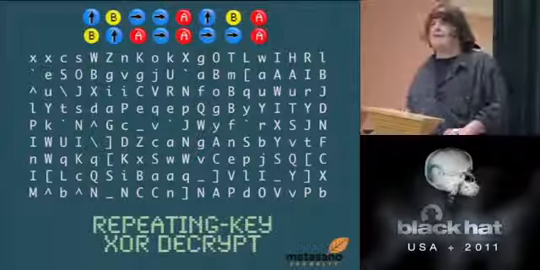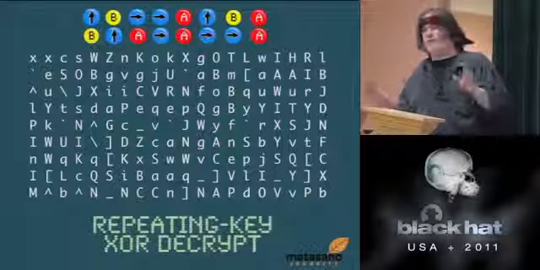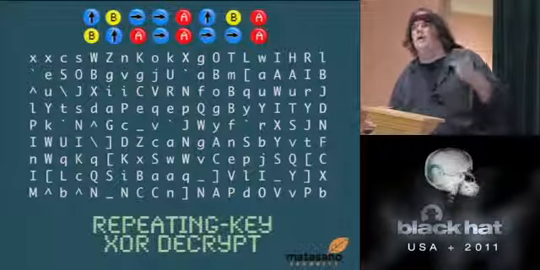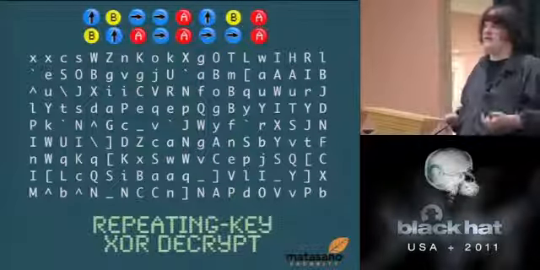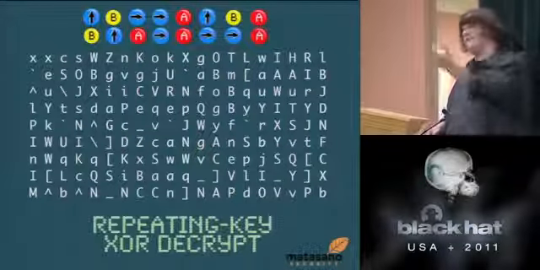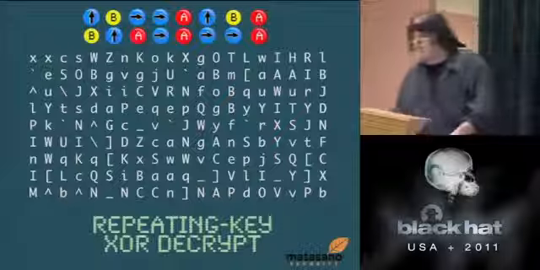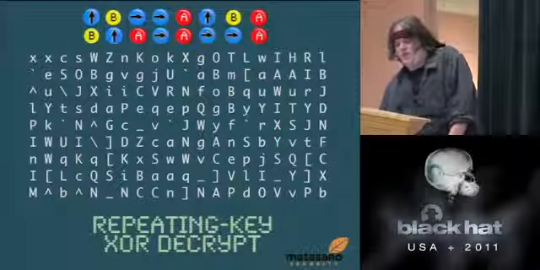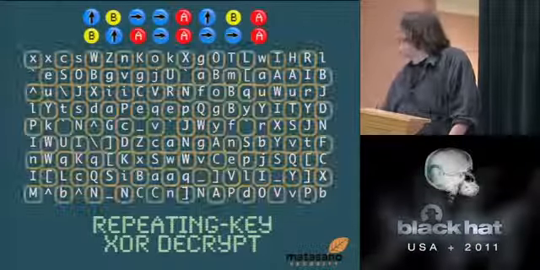So I'm going to really quickly go through how you break repeating key XOR encryption. This is encryption where all we're doing is taking the string key and XORing it into the message over and over again. So first 3 bytes against key, next 3 bytes against key, next 3 bytes against key. So normally when we're trying to break that, what we do is we try to discern the length of the key.